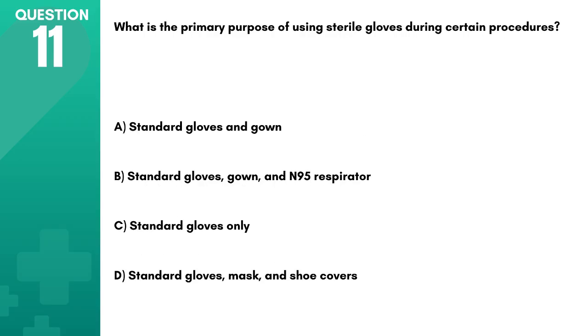Question 11. What is the primary purpose of using sterile gloves during certain procedures? A. To provide a better grip on instruments. B. To protect the PCT's hands from chemicals. C. To prevent the introduction of microorganisms into the patient's body. D. To keep the patient's skin clean.